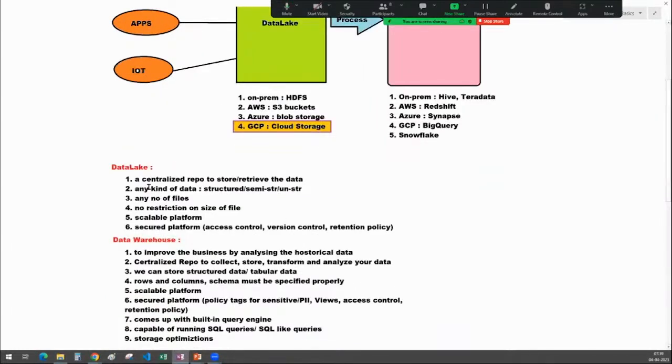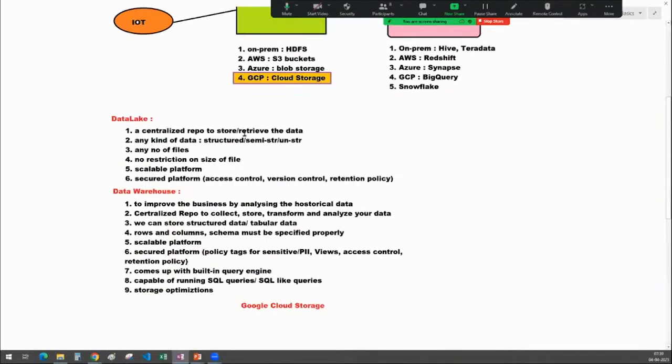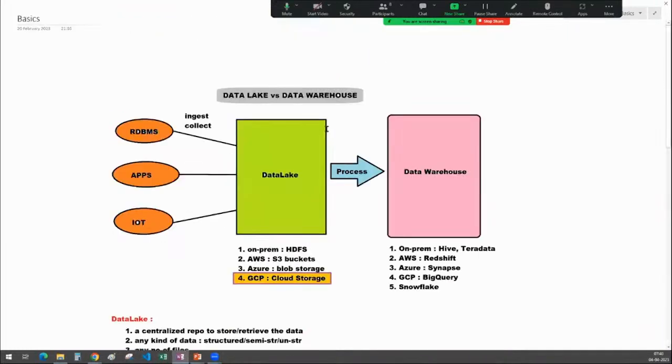A data lake is a centralized repository to store or retrieve the data. And what kind of data can we store, guys? Any kind of data we can store here. Do we have any restriction on the number of files that we can store here? No, there is no restriction on the number of files that we can store in the data lake. And it is a scalable and secured platform, right? So this is the definition of a data lake.